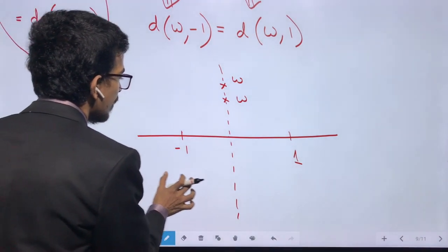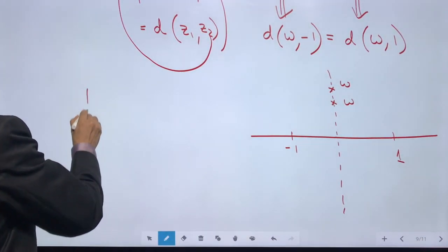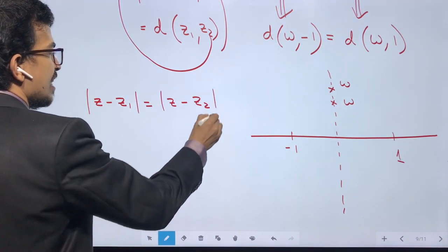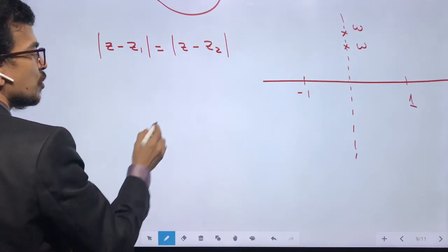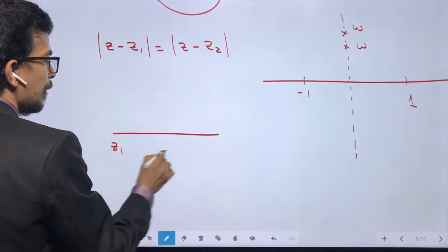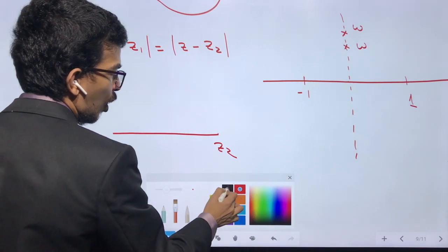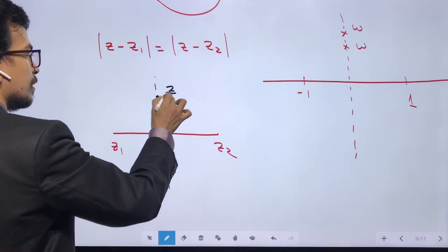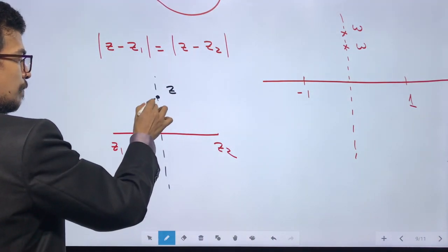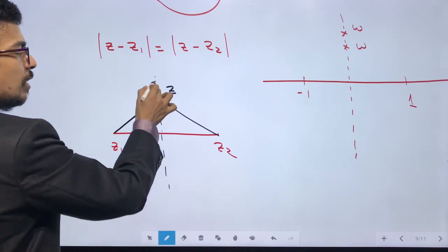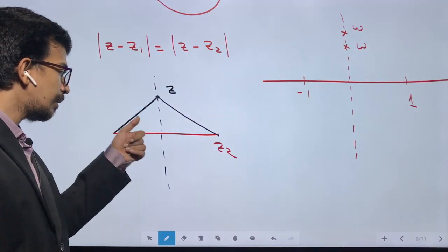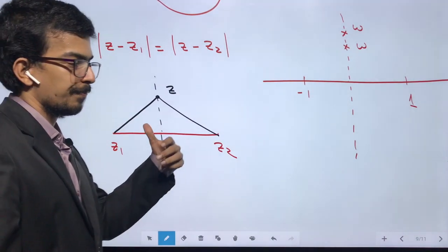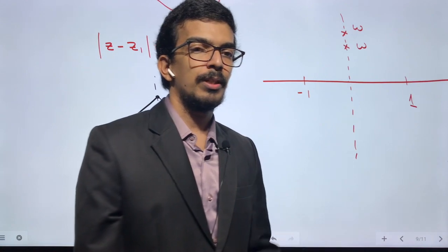So if you want to generalize this expression, always remember, if somebody tells you modulus of z minus z1 is equal to modulus of z minus z2, where z1 and z2 are two fixed points, then the locus of z is going to be the perpendicular bisector of the line segment joining z1 and z2. Z is going to lie here on the perpendicular bisector, because these two distances will always be the same. When you take any point on this dotted line, its distance to z1 and z2 will always be the same. That was our 8th way of doing it.